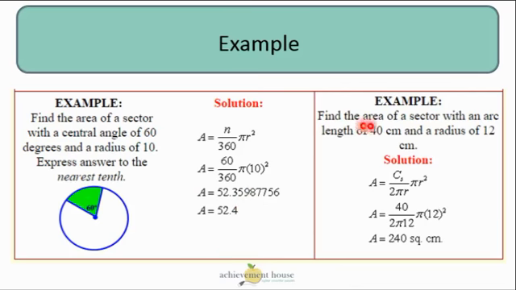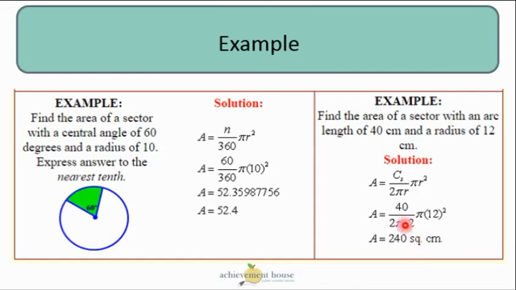Another example, find the area of a sector with an arc length of 40 centimeters. This time we're going to be using arc length and a radius of 12. So I know that my radius is 12, and I know that the arc length is 40. So I can find the ratio of the arc length to the entire circumference. So I'm going to substitute 40 in, that's part of the circumference. I'm going to substitute 12 in for r. So 2 pi times 12, that's the formula for circumference, and I would get 24 pi.